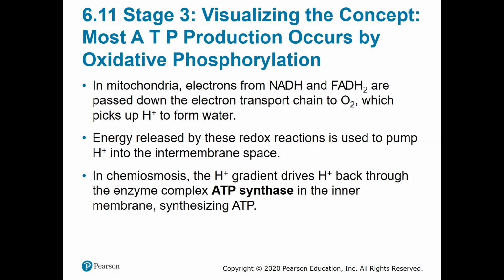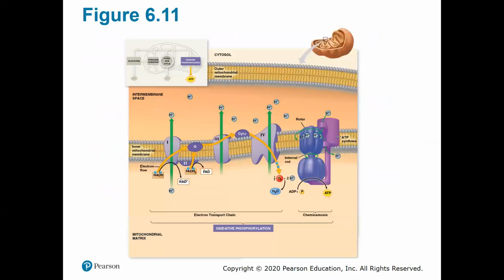intermembrane space. And then finally, in a process called chemiosmosis, a hydrogen gradient creates a flow, a diffusion. Remember, when you have a high concentration of a substance, it will flow from a high concentration to a low concentration. And this occurs in the very, very large enzyme called ATP synthase, where most of the ATP is created in cellular respiration.